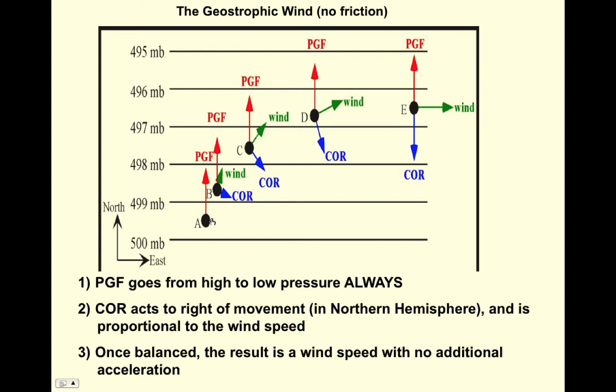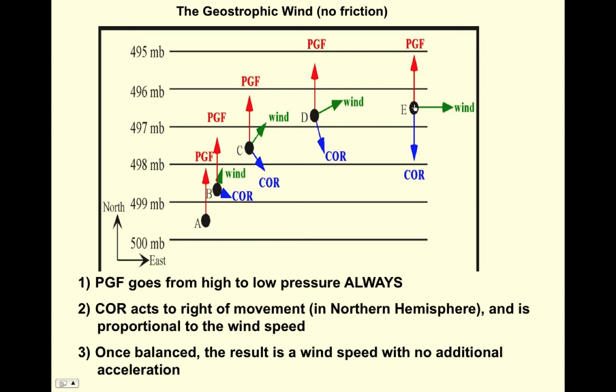So in the process of this spin up, there was an acceleration from south to north, but eventually the wind got strong enough that the Coriolis force, which is a function of wind speed, got strong enough to work against the pressure gradient force. And what you're left with is no further acceleration. There's a balance of forces, but instead you're left with a constant wind speed. This wind speed is called the geostrophic wind, and the wind direction is part of that too.